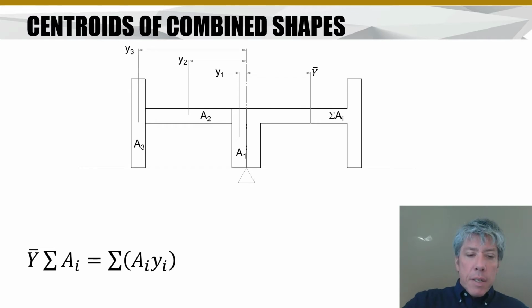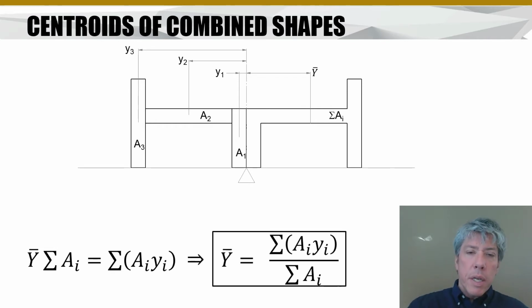Now, that's not really what we're interested in. What we're interested in is rearranging the equation a little bit in order to locate y bar. It's pretty easy to find the sum of all the areas. It's also pretty easy to calculate the moment of each individual area. But if we add the moments of the individual areas and divide by the sum of the areas, then we have located the centroid of the combined area.